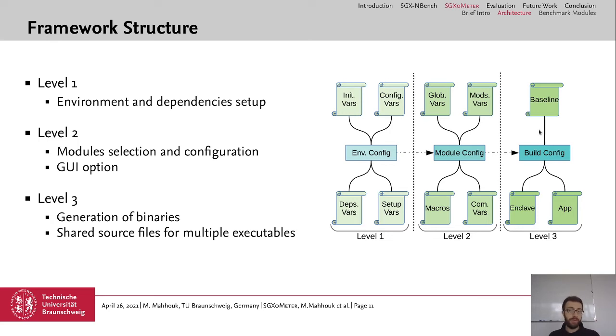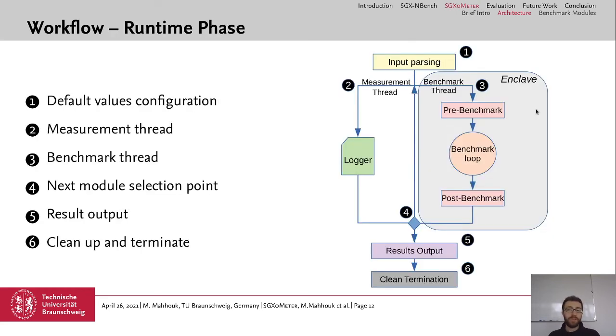We generate up to three binaries. One binary is the baseline, which is completely without SGX primitives, and 2 SGX binaries, one in hardware mode and one in simulation mode. All these binaries share the same source files for the benchmark tests, with minor changes regarding the SGX primitives in the case of the baseline, of course. The workflow is as follows. At the start, there is an input parsing phase, which means the default configuration values can also be configured at runtime, not only at compilation time as we saw earlier.